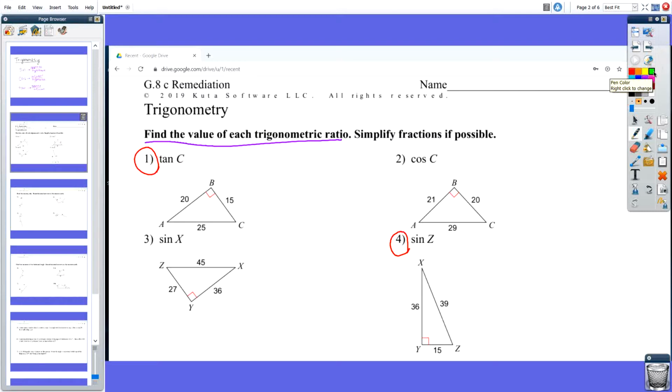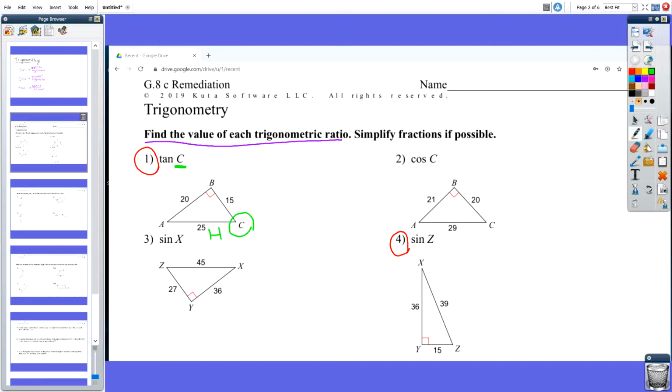So the first thing that you'll notice is that on number 1, we're wanting to find the tangent of C. So we're always going to be referencing a specific angle when we are doing trigonometry problems. So the first step is just to circle the angle that we're going to be looking at. So tangent of C, so I circled angle C there. And then I'm going to label my 3 sides. So we have our opposite side, our adjacent side, and our hypotenuse. I like to start by labeling the hypotenuse first. That's going to be the side that is directly across from the right angle. So my hypotenuse is there.